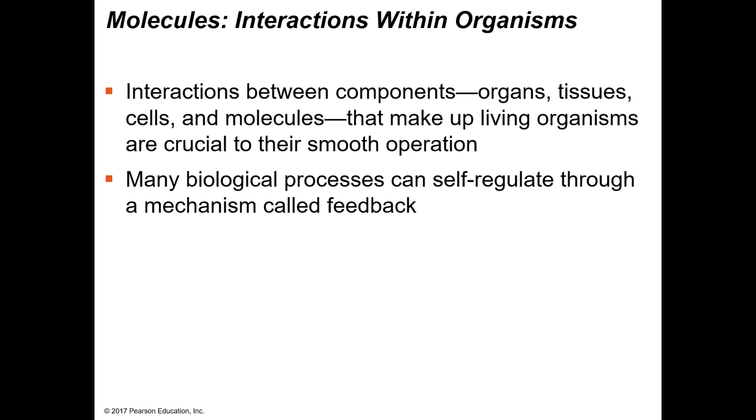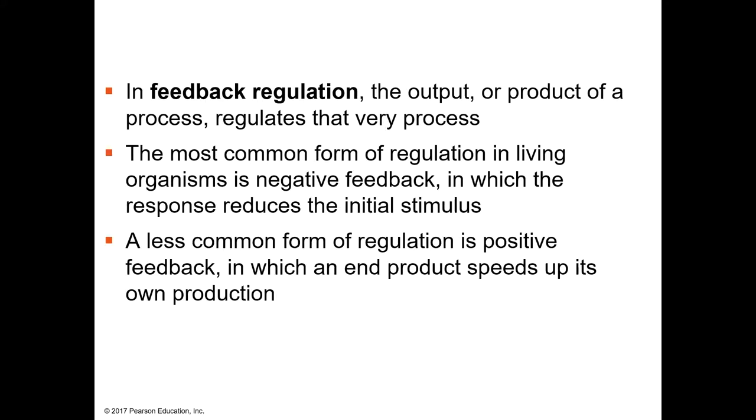Many biological processes can self-regulate through a mechanism called feedback. Now, there are two types of feedback that you'll see, and these are feedback regulation types. There's positive and negative feedback, and we're going to talk about those. The thing to remember is negative feedback is going to be the most common form that you're going to see in living organisms, which is that second bullet there.